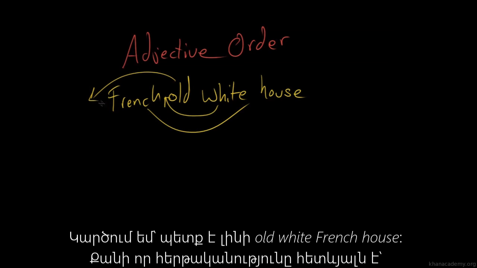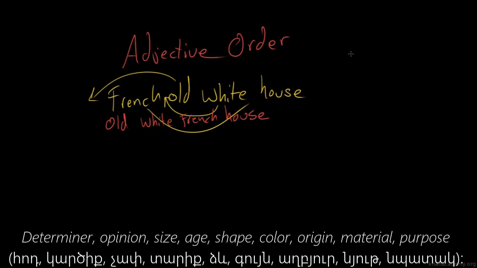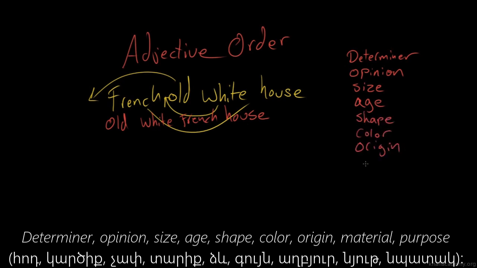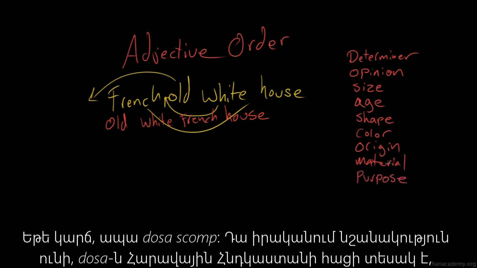As near about as I can reckon it, making this into the old white French house. Because there is an order and it goes like this. Determiner, opinion, size, age, shape, color, origin, material, purpose. Or for short, dosascomp.